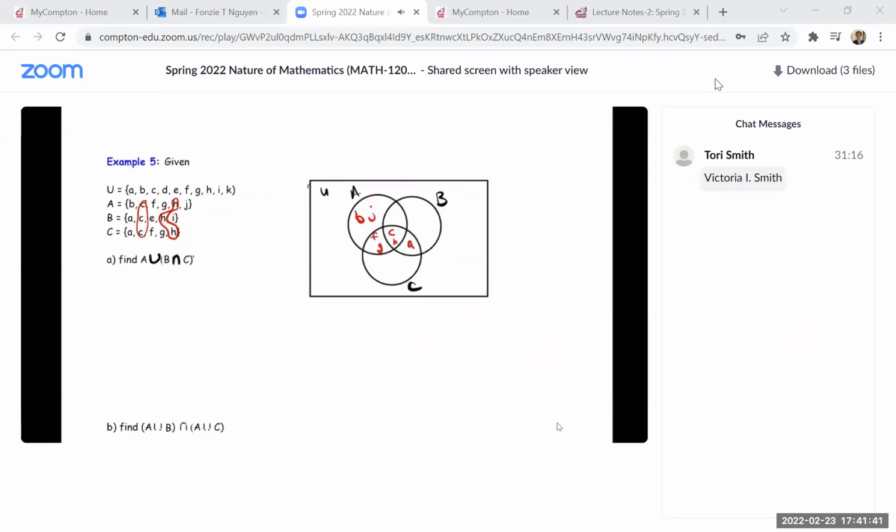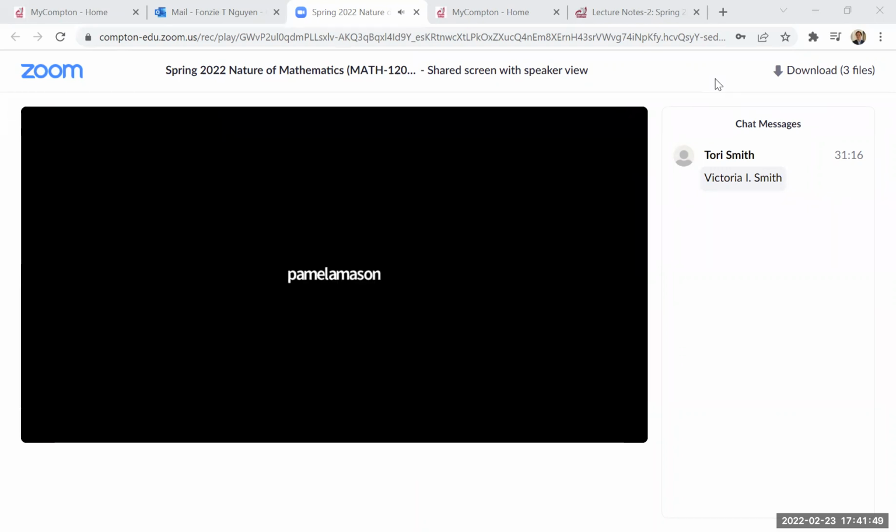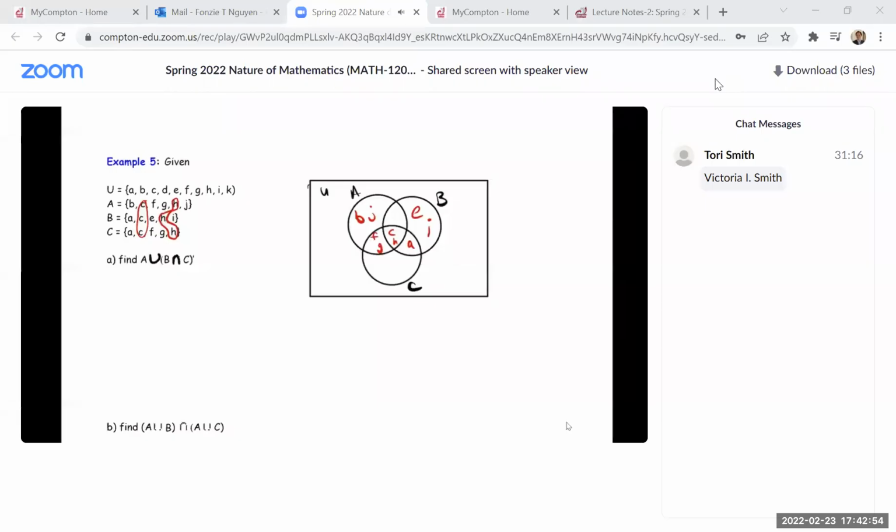A is done, B is there, C is there, I think K. The screen disconnected again. All right, so it should be D, but the screen is not connected. So let me look at the universal set. I see D is missing, so D needs to go here. What about E? F is there, G is there, H, I, J, and K. K is missing. So we just have two in the universal set.